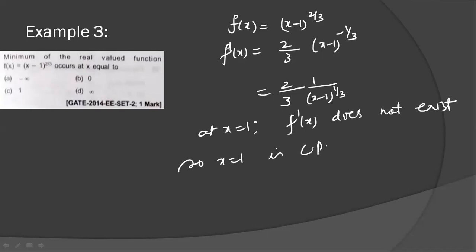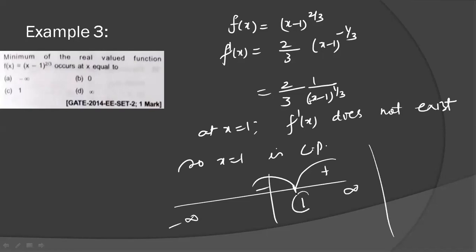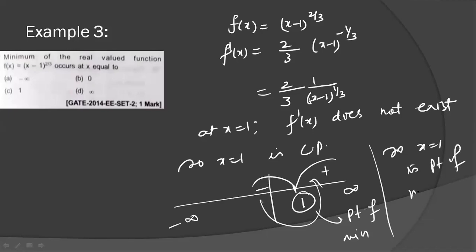And the coefficient of this is positive, so you can use the wave graph here. X equal to 1, minus infinity to plus infinity, looks like a polynomial function. So minus to plus means point of minima. So x equal to 1 is the point of minima here. You are getting minima at x equal to 1.